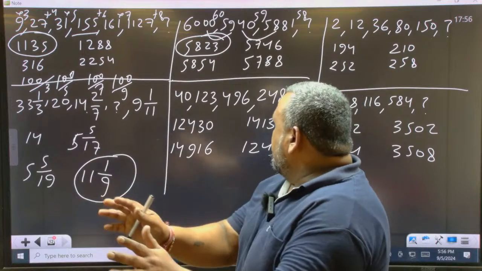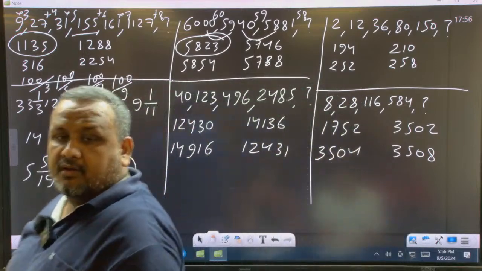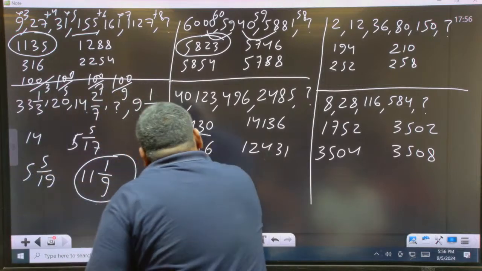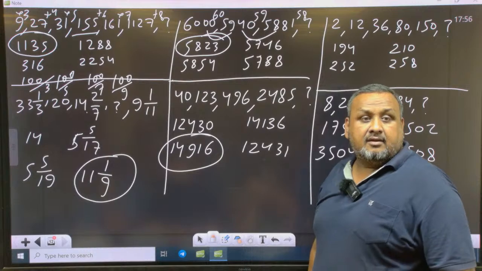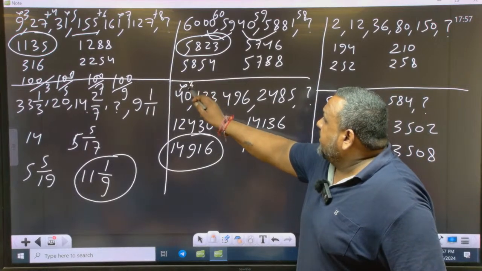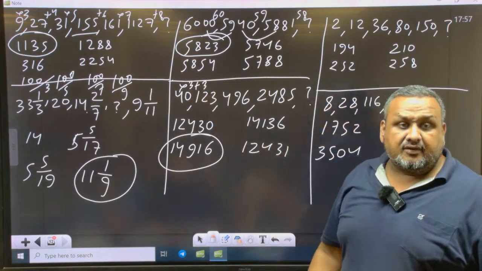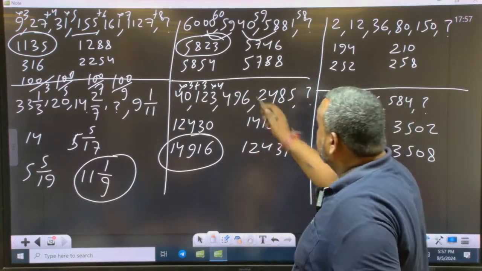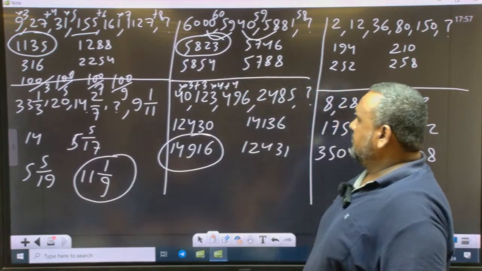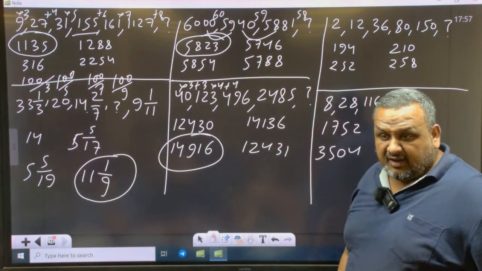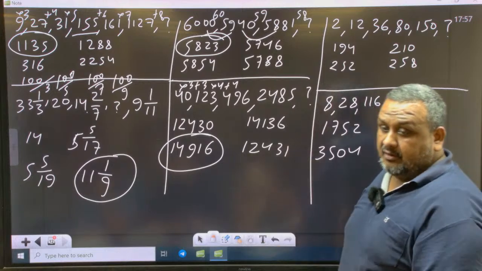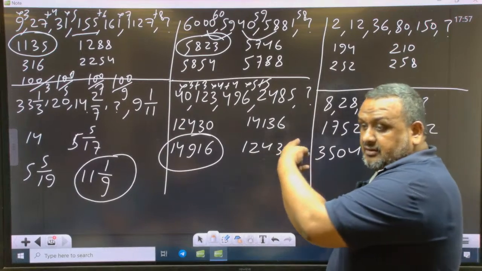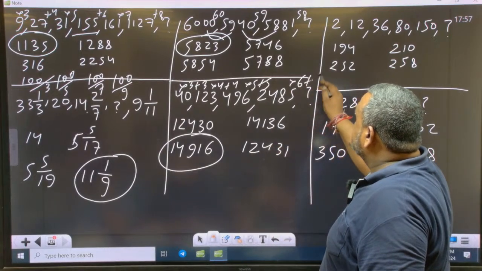What is the expression of question number 4? Multiplication, yes. Answer is 14,916, right? Look, 40 into 3 plus 3, 123. 123 into 4 plus 4, into 3 plus 3, into 4 plus 4, then into 5 plus 5, then into 6 plus 6.